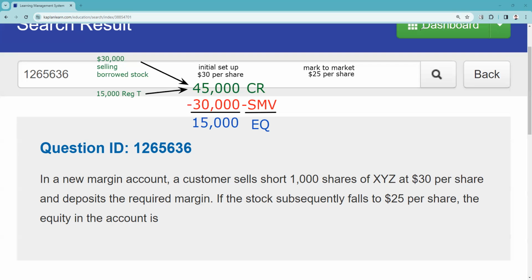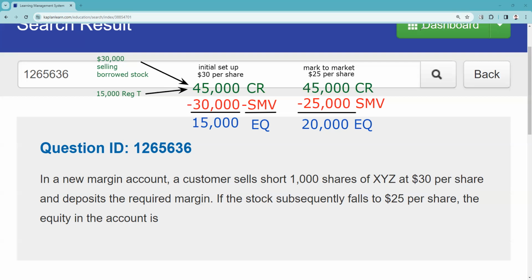It says the stock is now 25. You still have $45,000 in cash in your account: 30 grand from selling the borrowed stock, 15 you put with it. You owe securities now. Good news. If you went in the open market, bought back the borrowed securities, and gave them back to the person you borrowed them from, you would have $20,000. Equity always represents what you would have if you close out the position. Nobody's suggesting you do that.